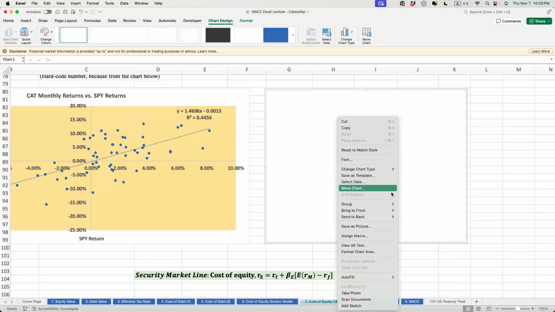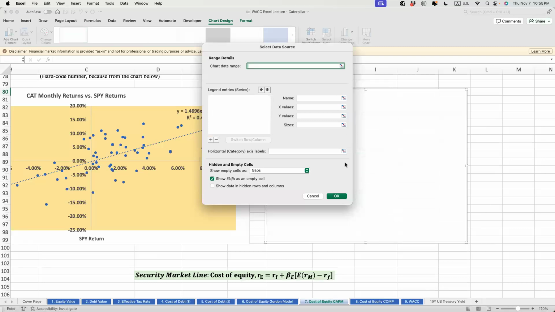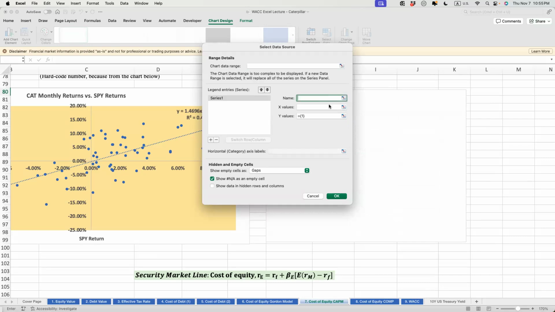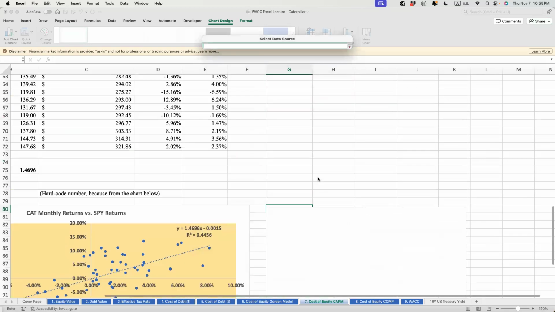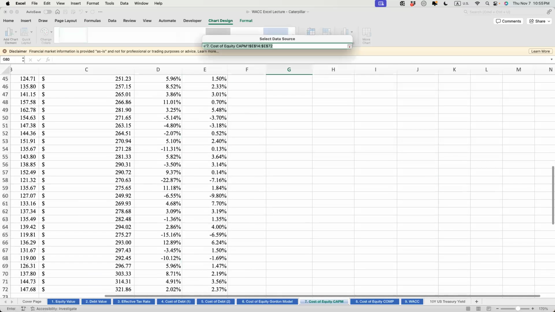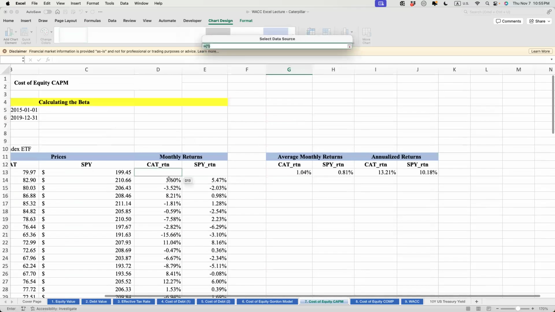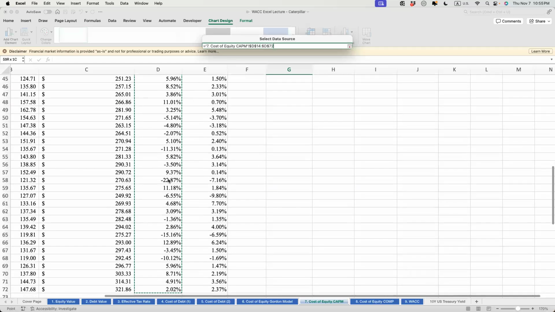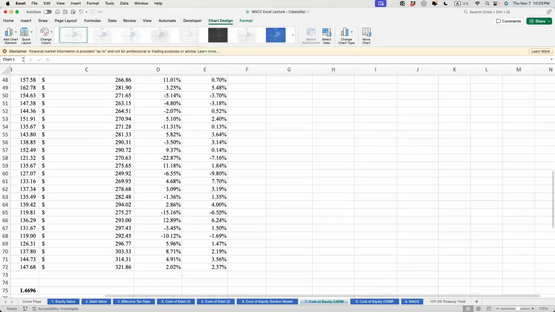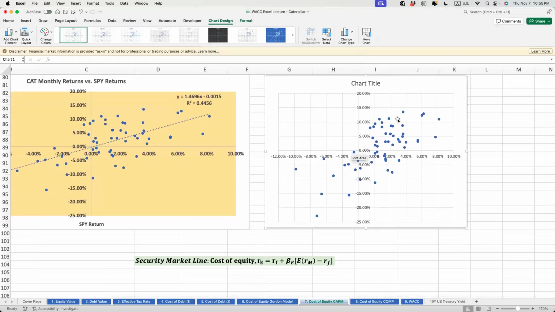Now on the chart, let me select data again. Let's add a series here. Okay, so this is more correct. You can give it a name, but let's keep it simple. For the X value, that will be the SPY returns, and for the Y value, that will be the Caterpillar monthly return. Let's click OK. Now on this chart, the dots are the scatter plot. Each dot shows the return combination between the SPY return and the Caterpillar return.